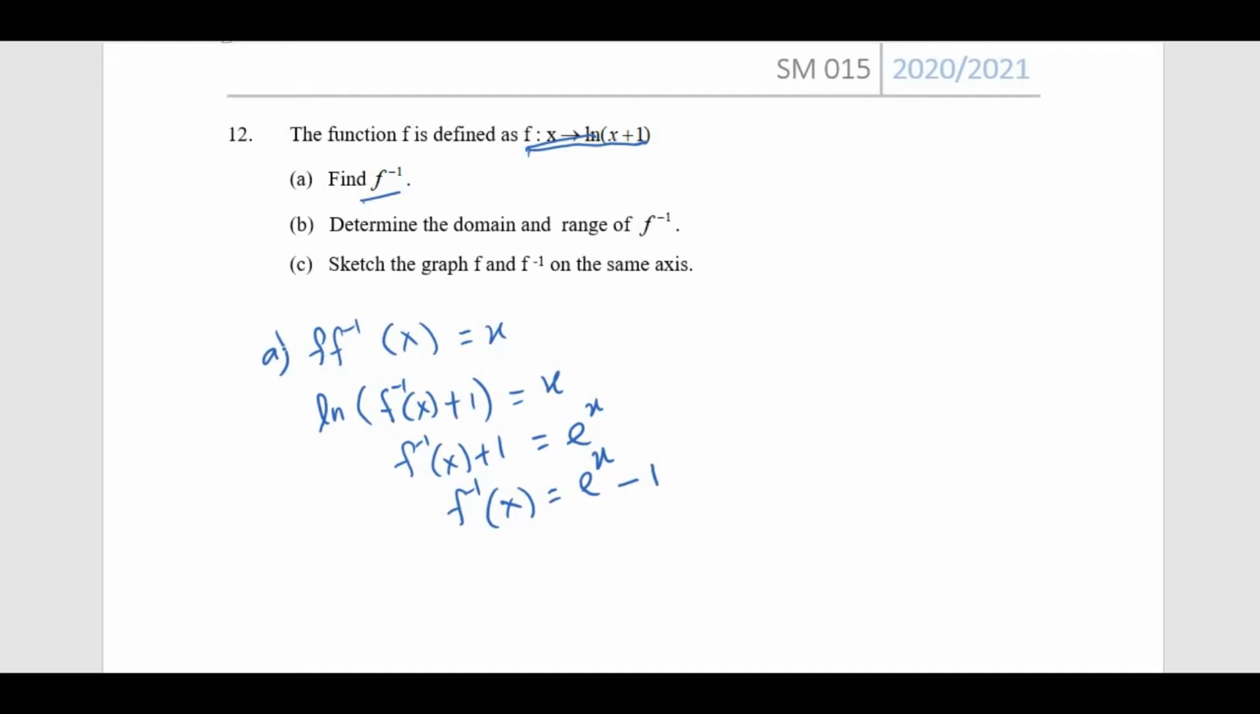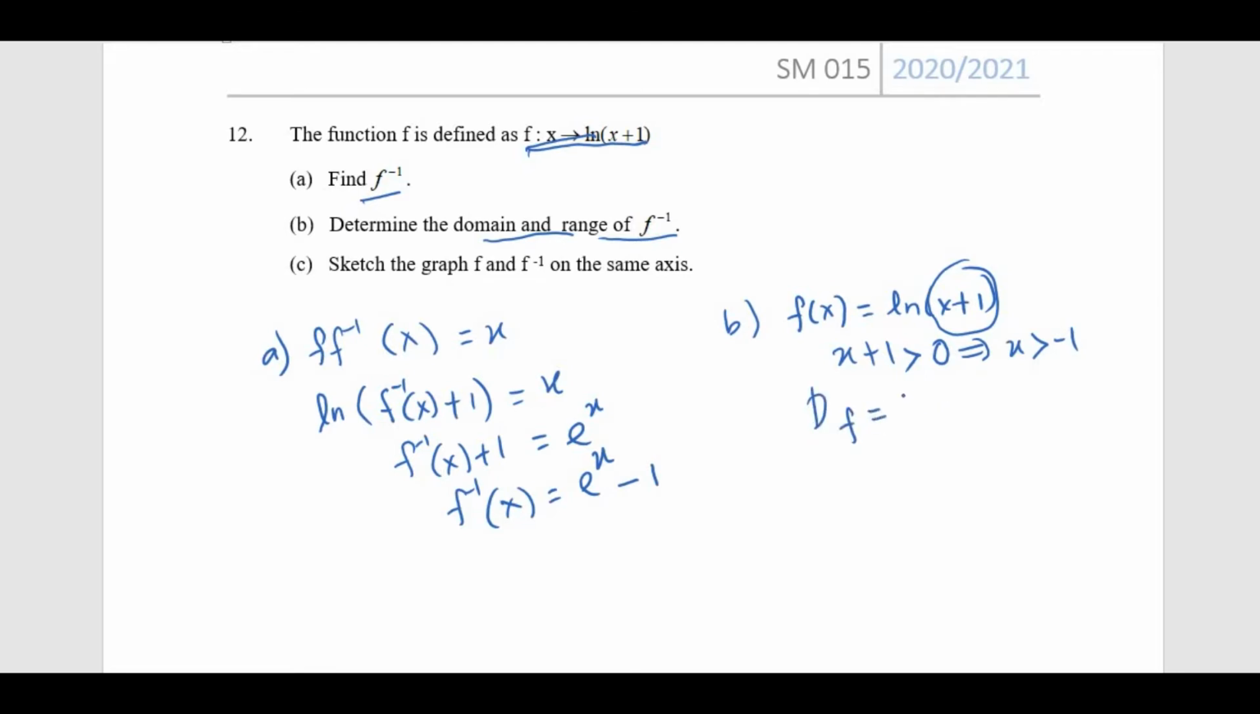So now let's determine the domain and range of this f inverse. From f of x equal to ln(x + 1), here we have a condition. So x plus 1 should be greater than 0. Therefore, x should be greater than negative 1. So we can say that the domain of f is negative 1 to infinity, but negative 1 is not included.